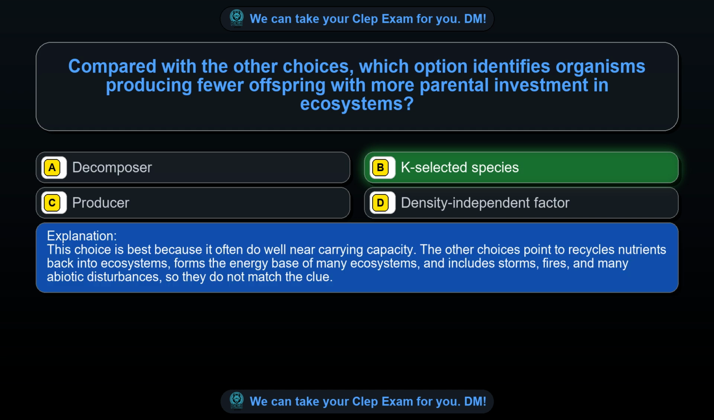This choice is best because it often do well near carrying capacity. The other choices point to recycles nutrients back into ecosystems, forms the energy base of many ecosystems, and includes storms, fires, and many abiotic disturbances, so they do not match the clue.